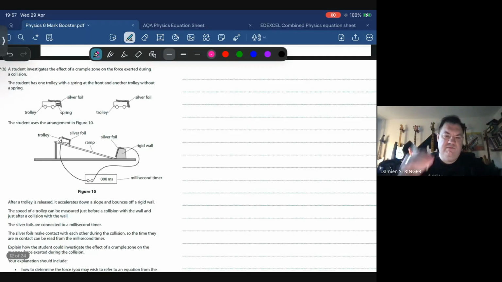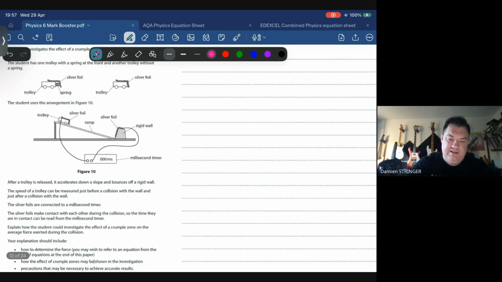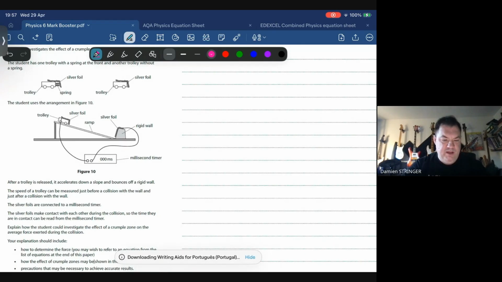A student investigates the effect of a crumple zone on the force exerted during a collision. The student has one trolley with a spring at the front, another without a spring. The student uses the arrangement in figure 10. After the trolley is released, it accelerates down a slope and bounces off a rigid wall. The speed of the trolley can be measured just before and just after the collision with the wall. The silver foils are connected to a millisecond timer. The silver foils make contact with each other during the collision, so the time they are in contact can be read from the millisecond timer.